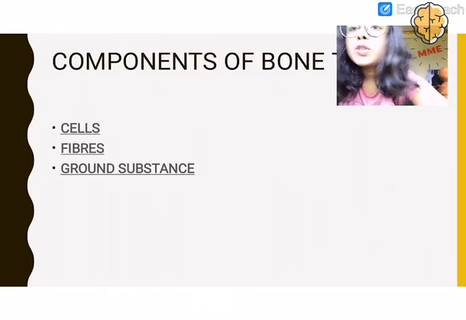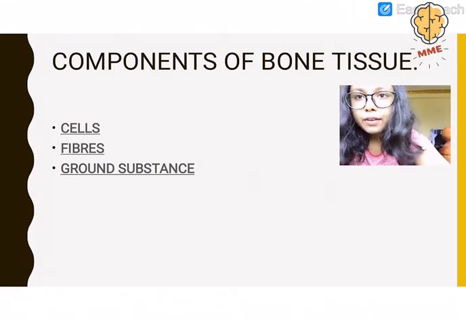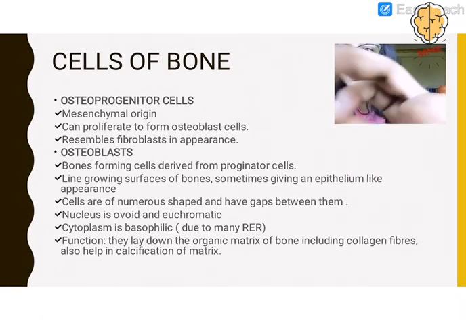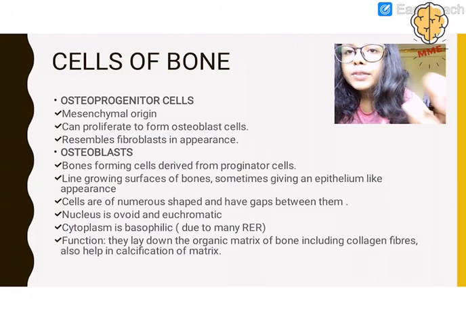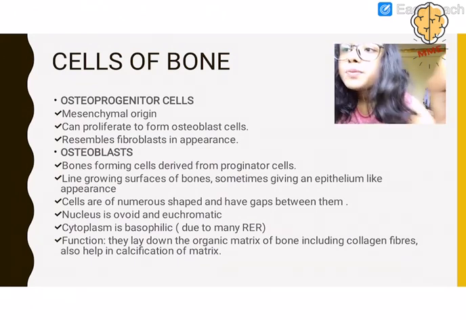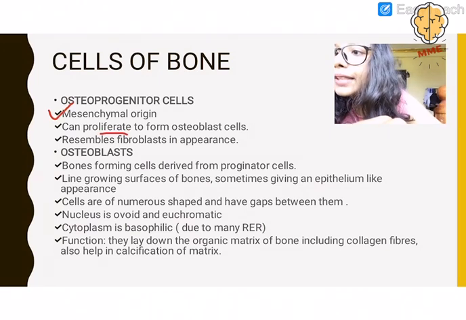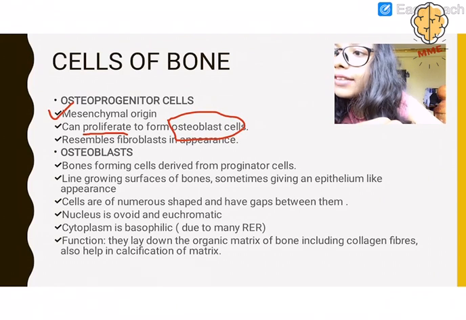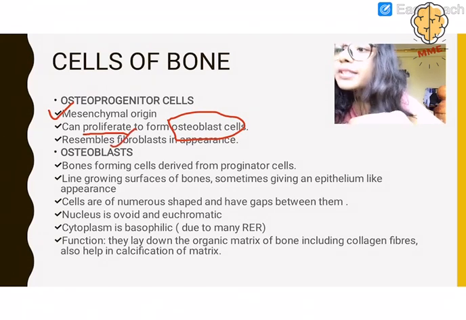Okay. So, components of bone tissue, here also we will have components: cells, fibers, and ground substance. So, cells, there are many types of cells in the bone. So, first of all, the osteoprogenitor cells. Osteoprogenitor cells have a mesenchymal origin, and they proliferate to form the osteoblast cells, and they resemble fibroblasts in appearance. Now coming to the osteoblast.